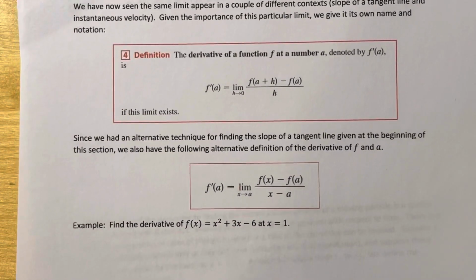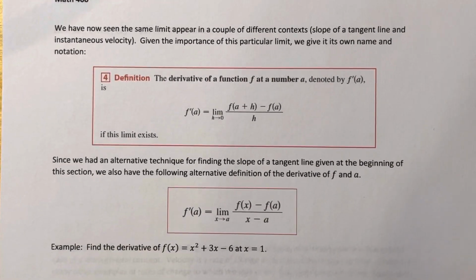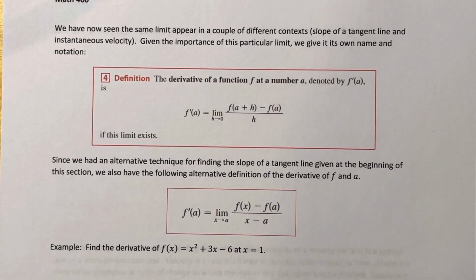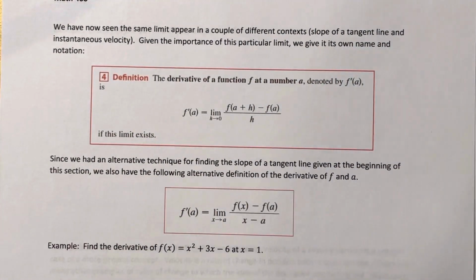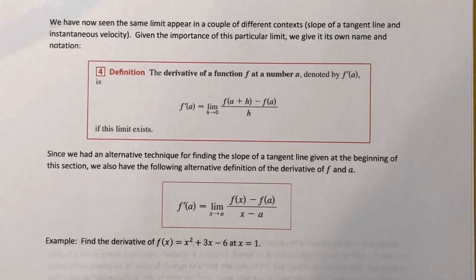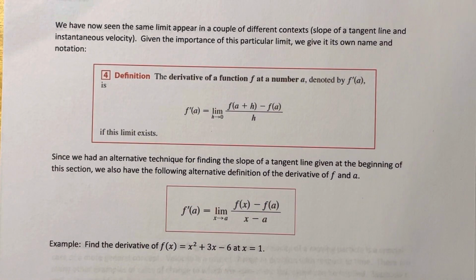All right. So at this point, we've seen that same limit appear in a couple of different contexts. That's what I'm saying up here. So the slope of a tangent line, but that exact same limit, the limit as h approaches 0 of this difference quotient, also represents instantaneous velocity if the function f represents a position function. And this same limit with that difference quotient is going to appear in many other contexts that we'll look at. So it's clearly something very important. Because it's so important, we give it its own name.